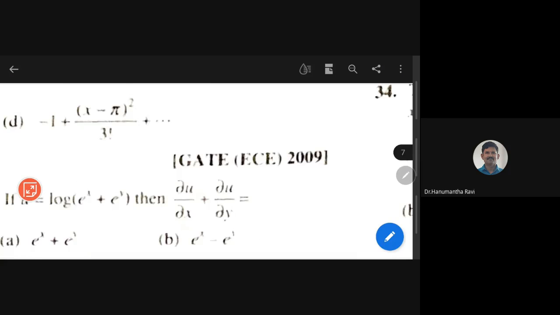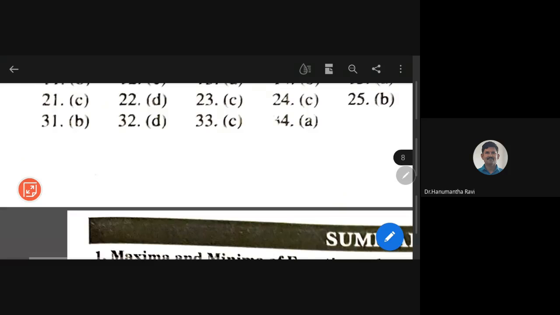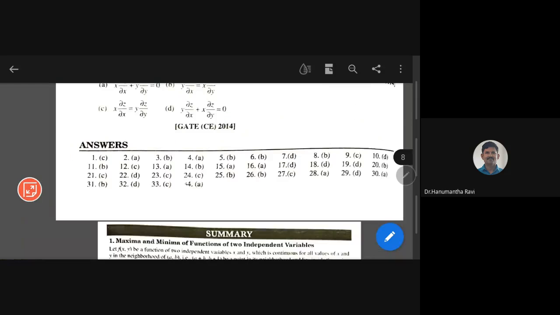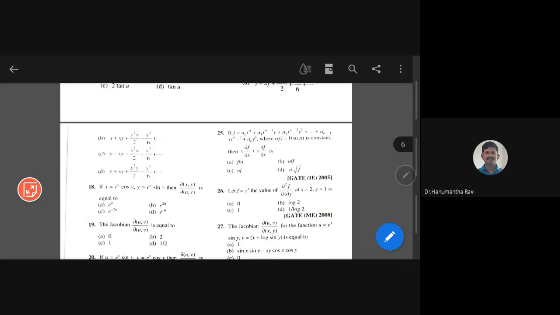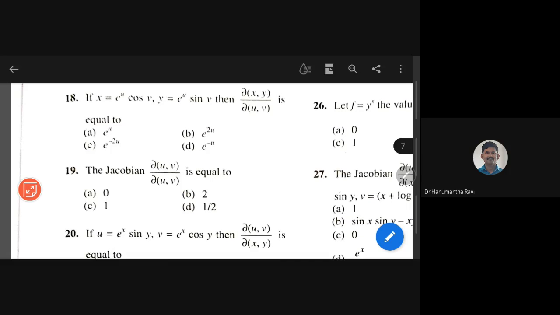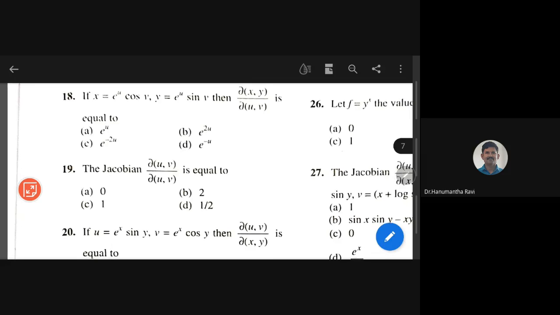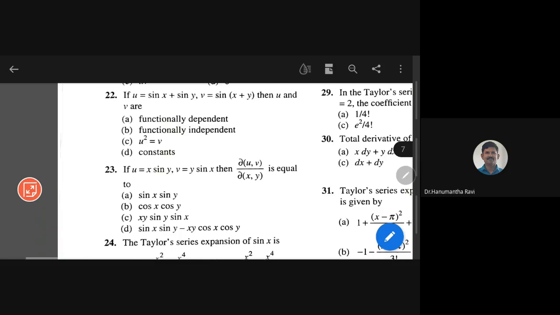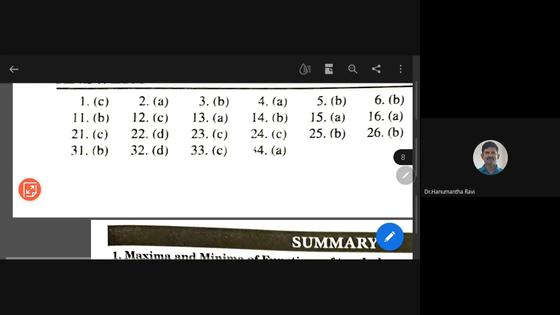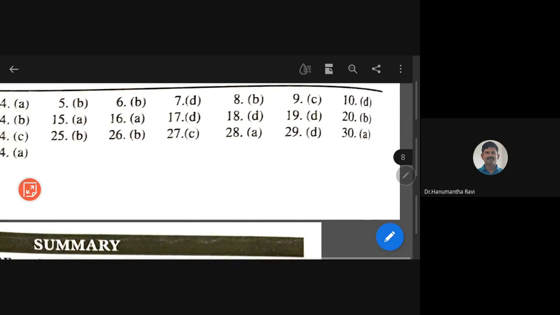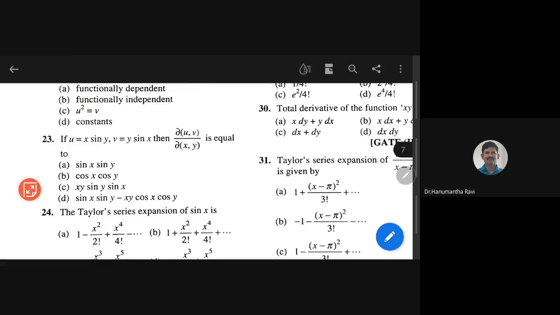You can see, I think the answer is C. What is this? He is writing D. There are some errors here. For 18, where is 18? No, I'm asking for 19. For 18, we got A. For 19, we have to get 1. He is getting half. No, that is not right. It is actually 1.